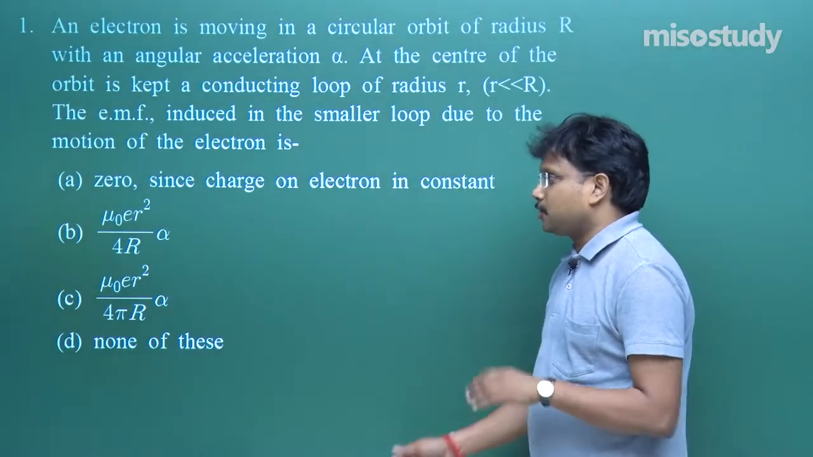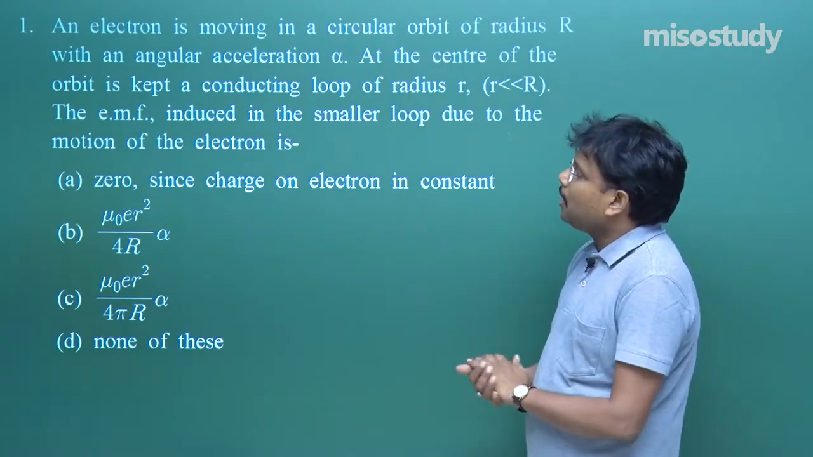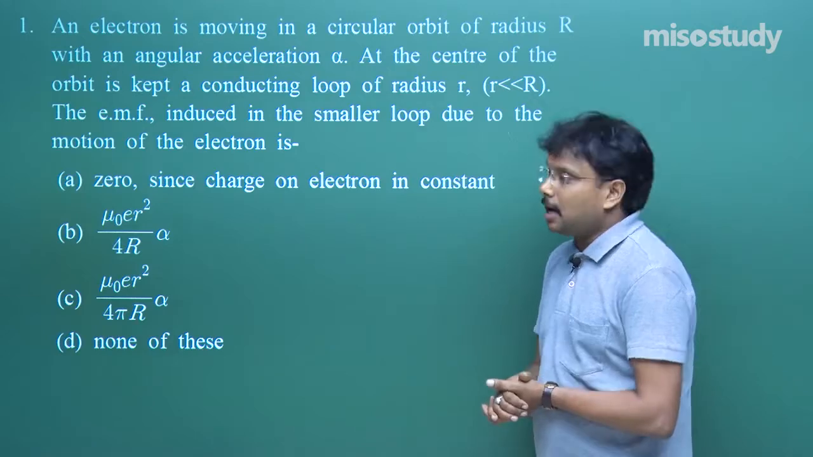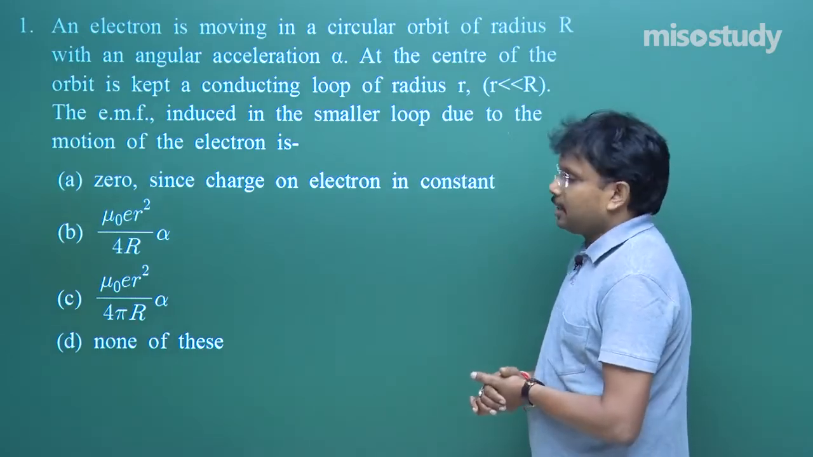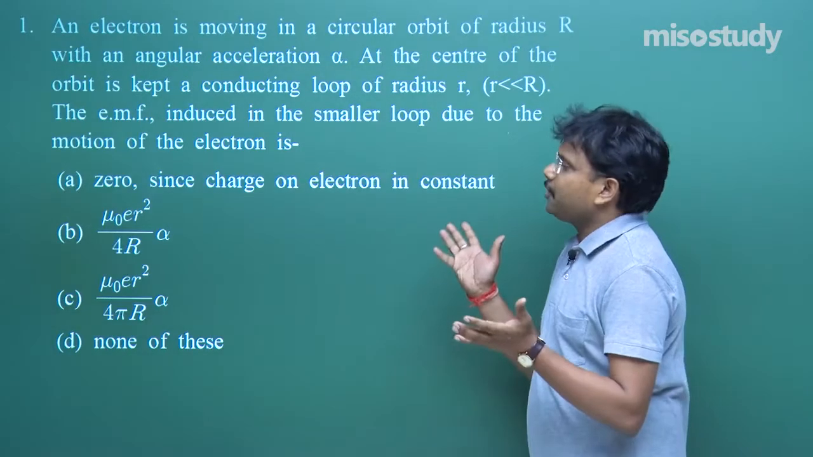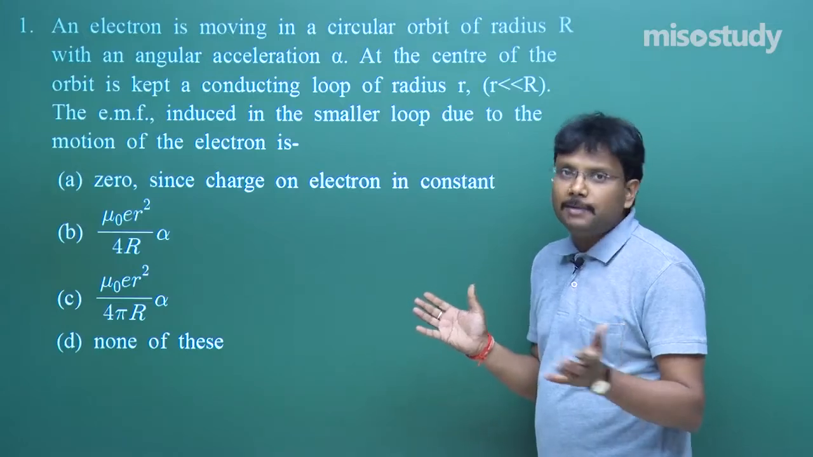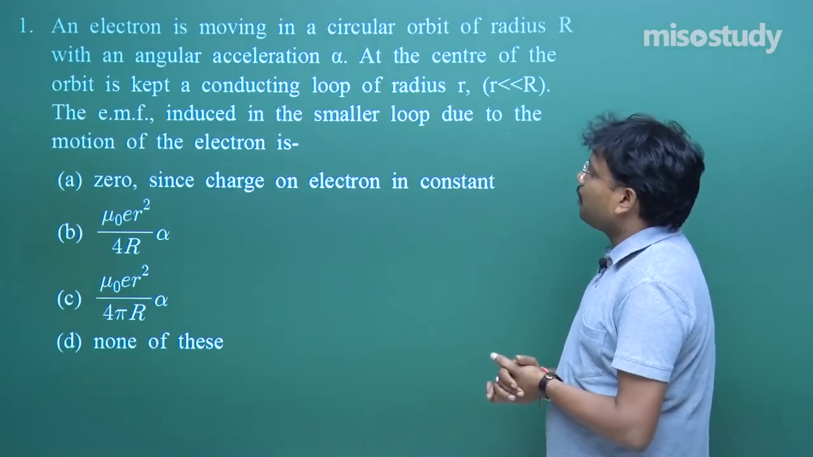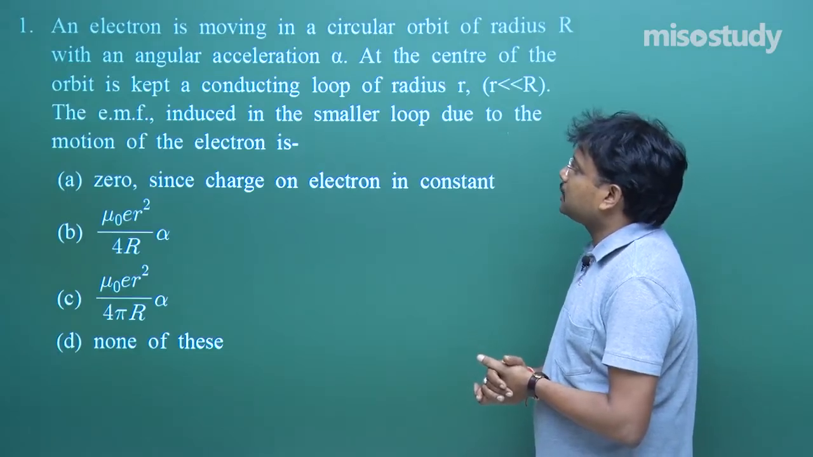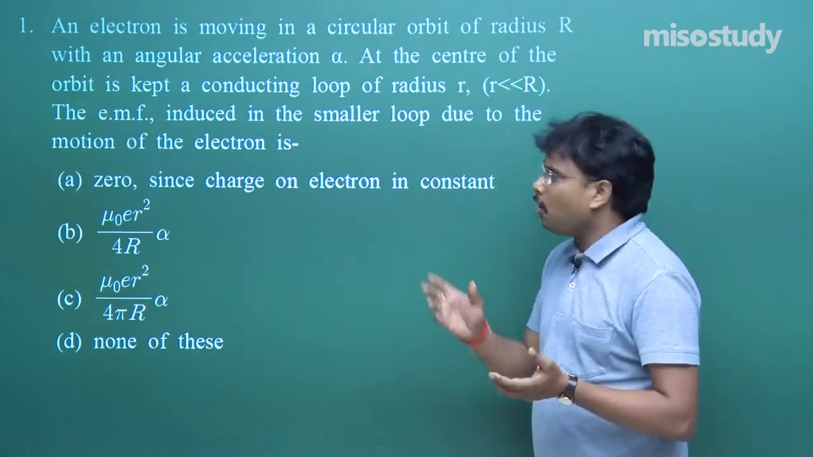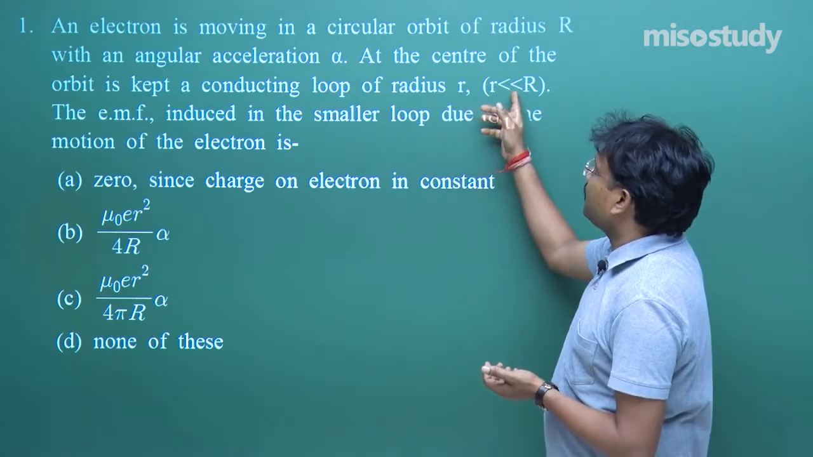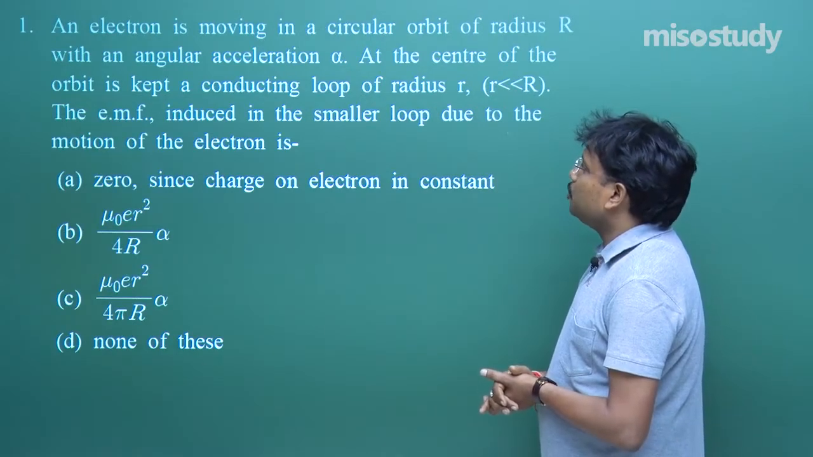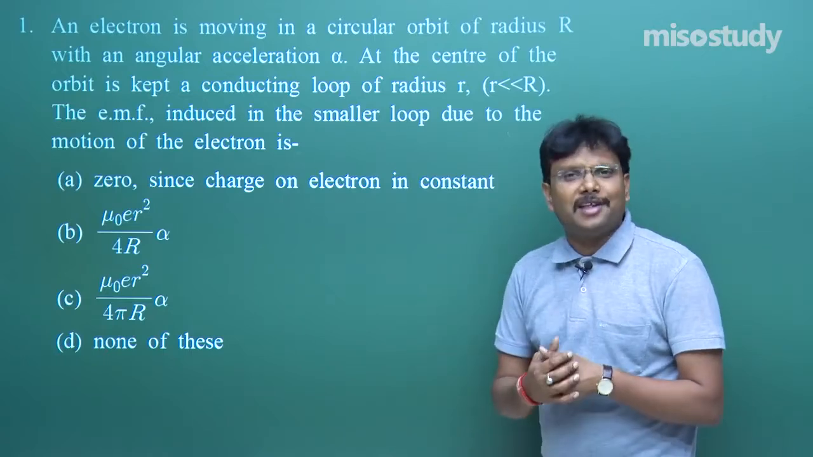Here is your first question. An electron is moving in a circular orbit of radius capital R with an angular acceleration alpha. I hope the first line itself gives you clarity of the diagram or the situation. At the center of the orbit is kept a conducting loop of radius small r. Obviously, small r is very less than capital R. The EMF induced in the smaller loop due to the motion of the electron is how much?